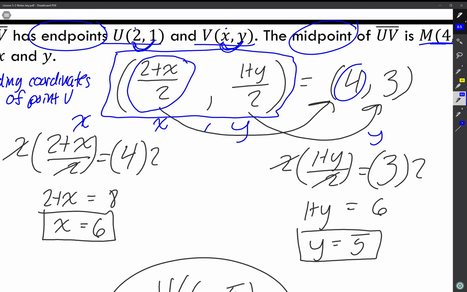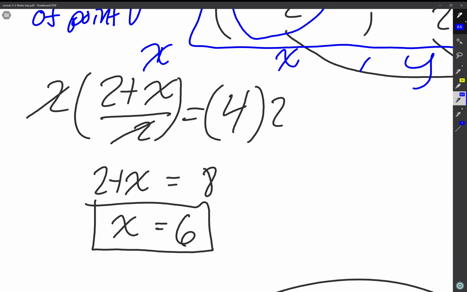To solve these equations, we'll look at the first one. I want to get rid of that 2 on the bottom, so I multiplied both the left and the right by 2. I know these 2's will cancel out, and that's why I have the slashes on the left. That leaves us with just 2 plus x on the left side. And then we take the 4 times the 2, and we get 8 on the right side. Then you subtract 2 from both sides to get that x is equal to 6. And that is our x coordinate for V.